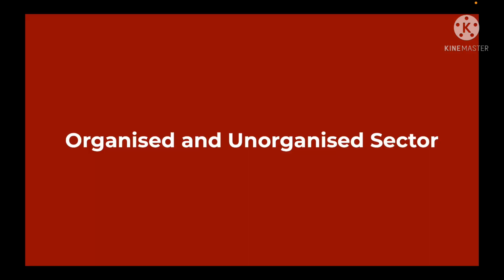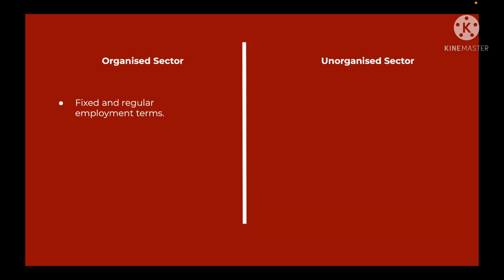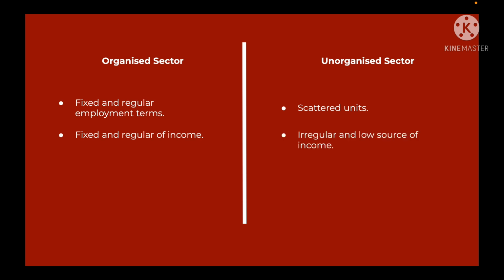Next, we want to understand the organized and unorganized sector. The organized sector is characterized by fixed and regular employment terms, while the unorganized sector has scattered work hours, income, and so on. In the organized sector, people get a fixed and regular source of income, while people working in the unorganized sector have irregular and low sources of income.